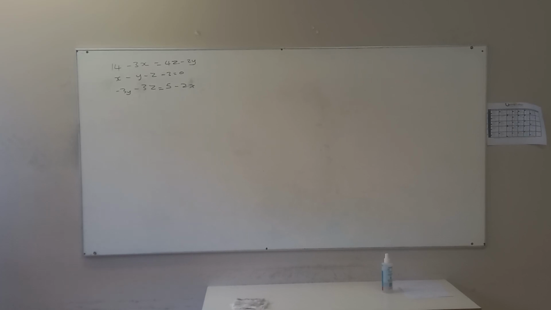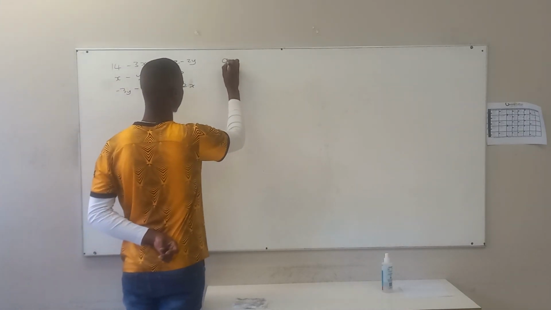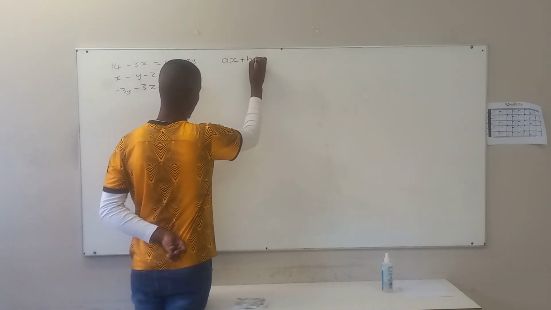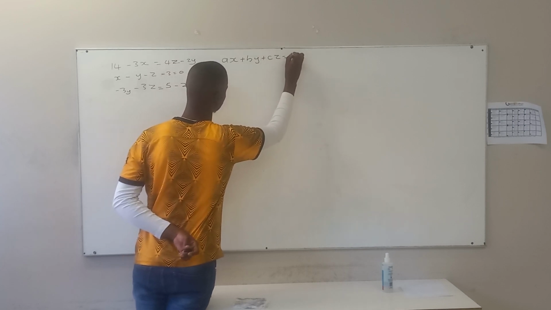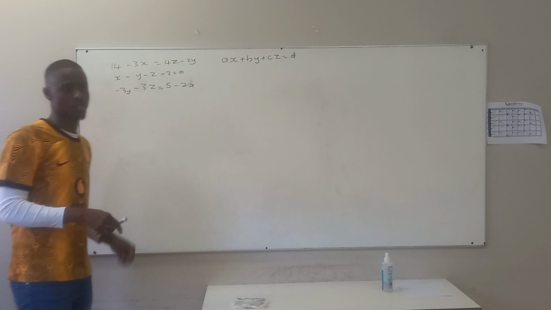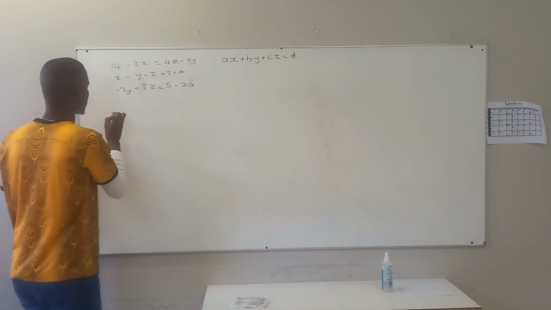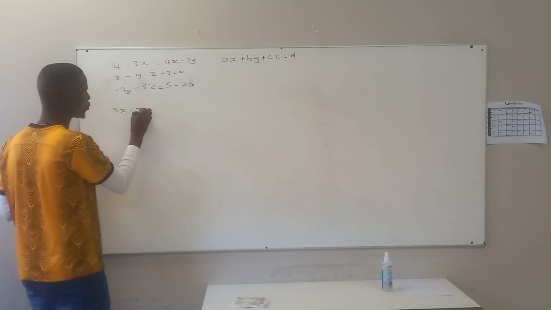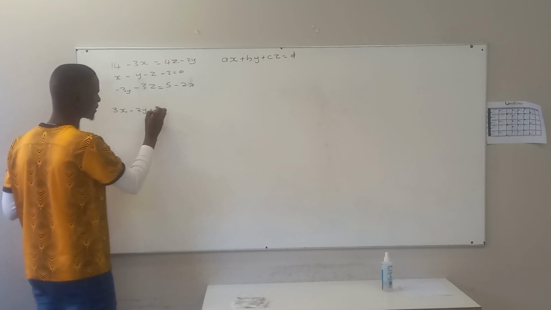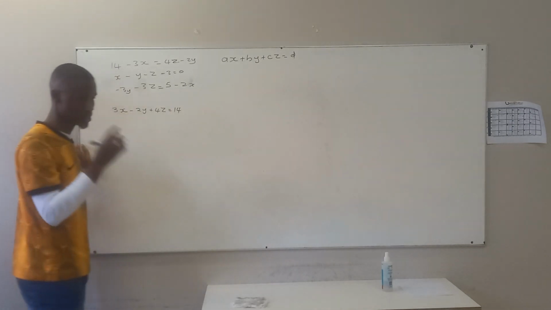Okay. First things first. Let's arrange our equations into ax + by + cz equal to constants. So we're starting with the first one. Let's take this negative to the other side. Then we're going to have 3x minus 2y plus 4z is equal to 14.